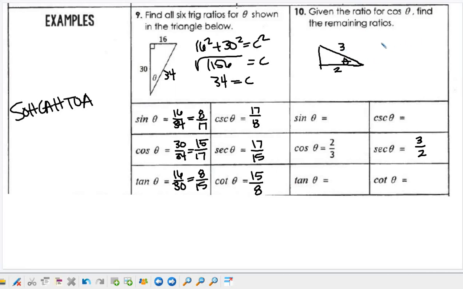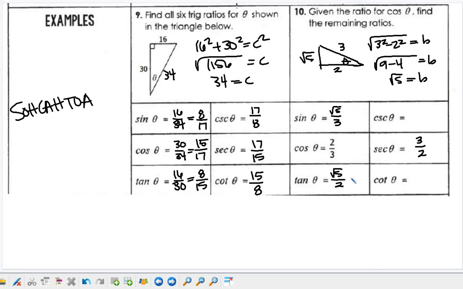Now to find the missing side, we have the square root of 3 squared minus 2 squared is equal to b. It doesn't matter whether you choose a or b, it makes no difference. So we have the square root of 9 minus 4 is equal to b, and so we get the square root of 5 is equal to b. So that means sine is opposite over hypotenuse, which is square root of 5 over 3. And tangent is opposite over adjacent, which is square root of 5 over 2.